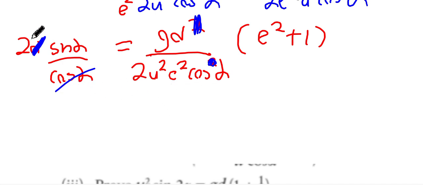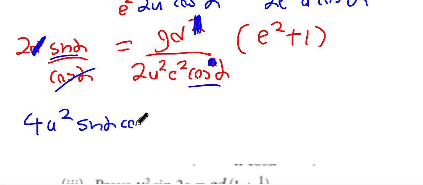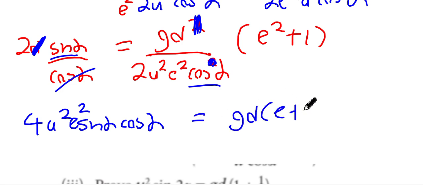So I'm going to bring this 2 up to this 2 and it's going to become 4u squared. I'm going to multiply sine alpha by cos alpha. And then I'm going to bring up the e squared as well. It has to go up as well, doesn't it? Is everybody with me this far now? e squared plus 1, thank you.